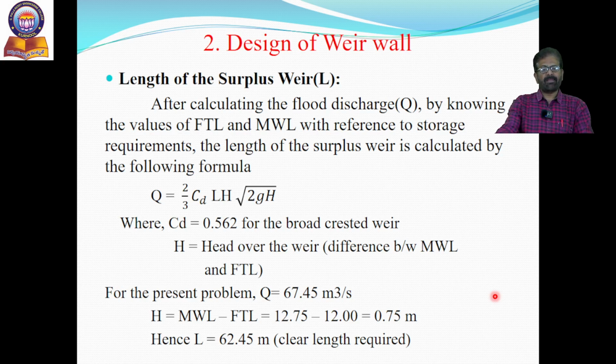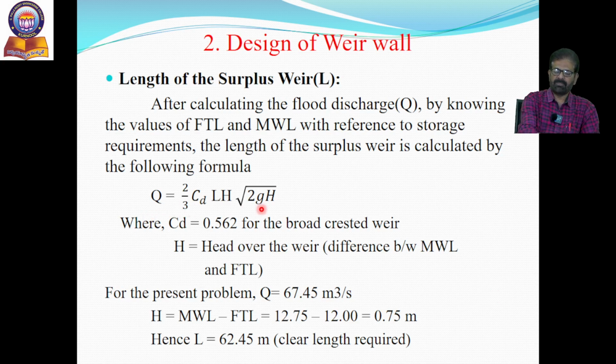So after calculating the flood discharge Q, and also by knowing the values of FTL and MWL, in the present case it has given already. In any numerical problem, they may provide the data like this: what is the full tank level, what is the maximum water level. So from that given data, after calculating the flood discharge using Ravi's formula, we can determine the total length of the weir wall using this formula.